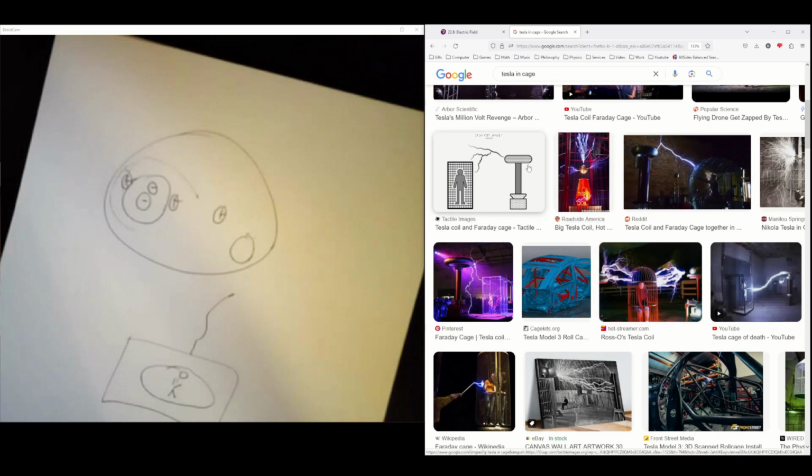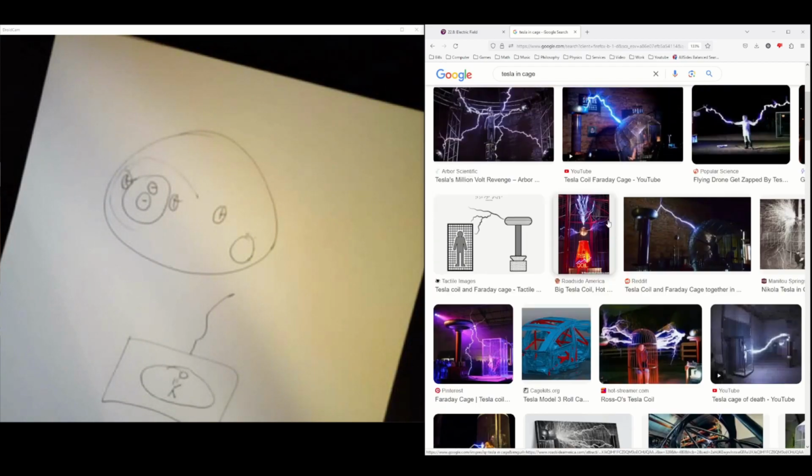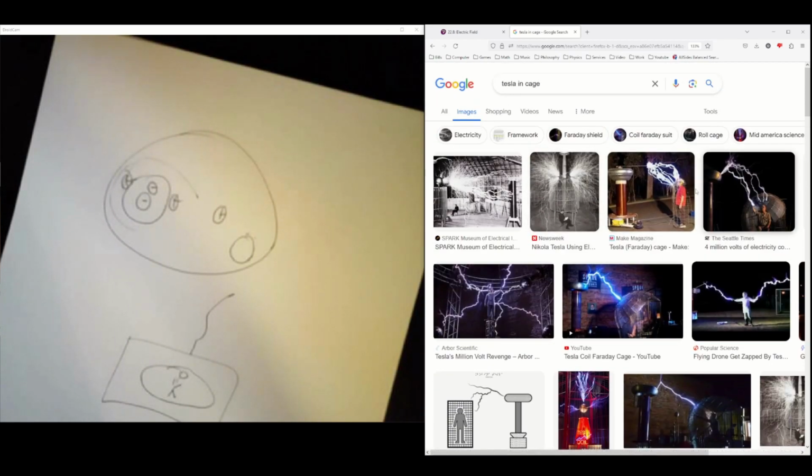And here's a drawing of a person standing inside the conductor, and then the electricity hits the conductor. All the charge goes on the surface, and there's no electric field inside the conductor, and so the person is safe. And so, crazy pictures. Nikola Tesla did some crazy stuff.